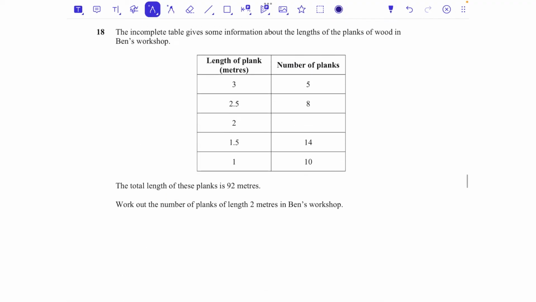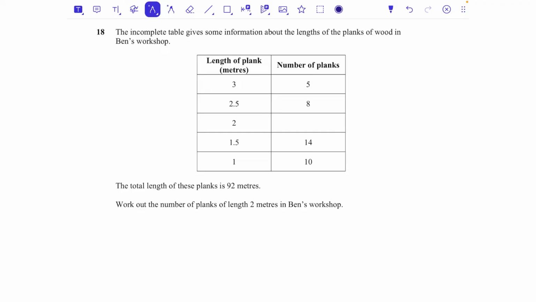Okay, question number 18. The incomplete table gives some information about the lengths of the planks of wood in Ben's workshop. We've got a missing value there. The total length of these planks is 92 metres. Work out the number of planks of length 2 metre in Ben's workshop.